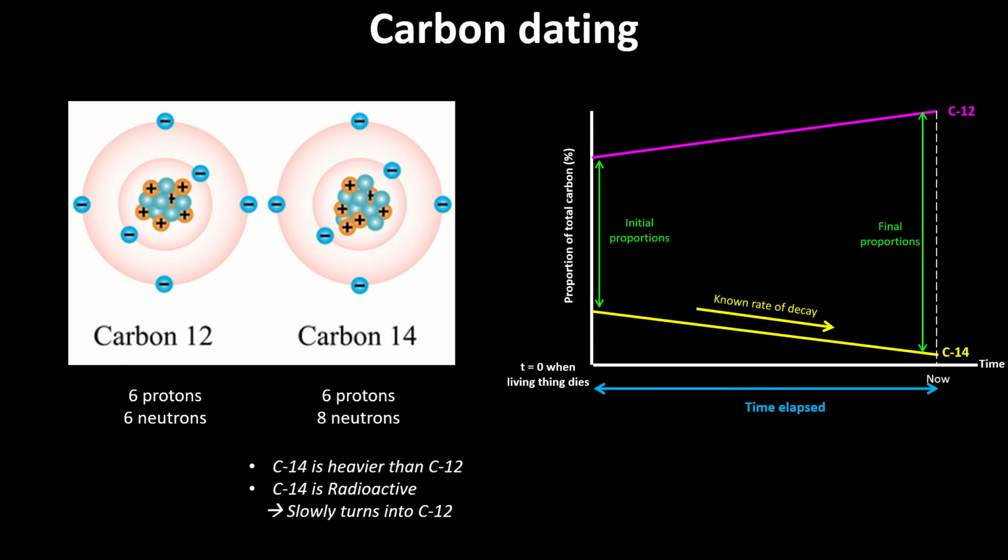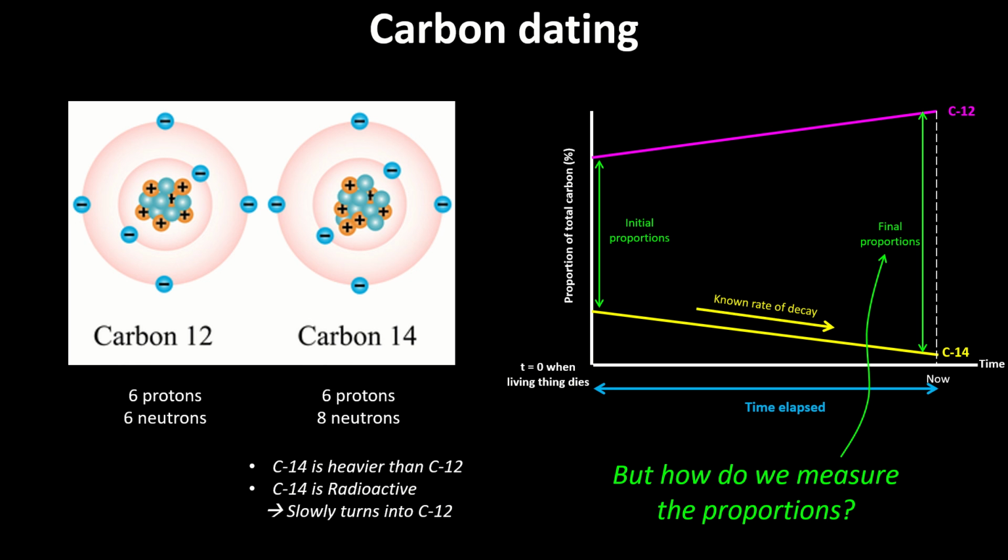But if we know those things, we can figure out how much time has elapsed from when the thing died until now. And that's basically what carbon dating is based on. But we need to know what those proportions are, and how do we measure that? And that's where magnetic fields come in.